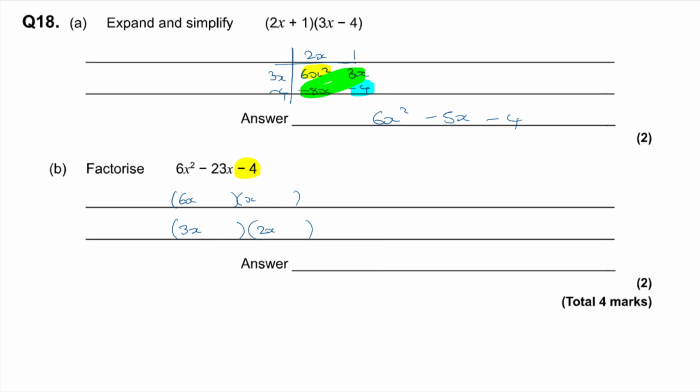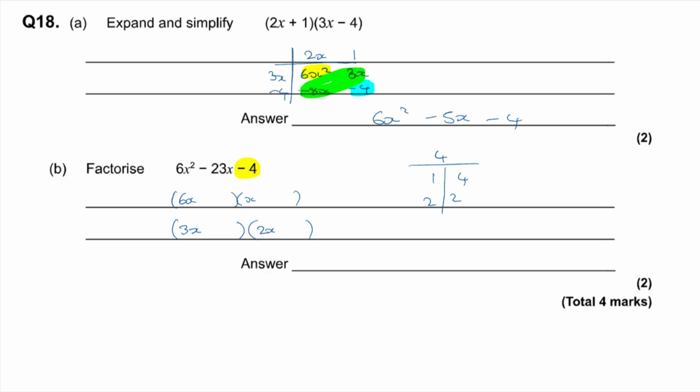I'm going to take the number on the end and think about what the factor pairs are: 4 and 1, and 2 and 2. So how am I going to get minus 23x out of those numbers? Well, it's quite a big number, isn't it? So I'm going to have to multiply the bigger number with the bigger number. Let me look at the 3x and the 2x first. If I put the 2 and the 2 here, that's never going to work. I'm not going to get anywhere close.